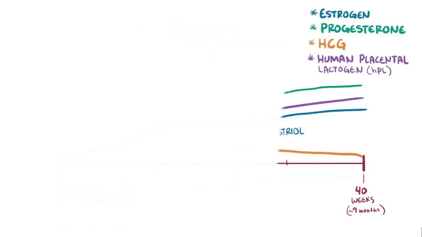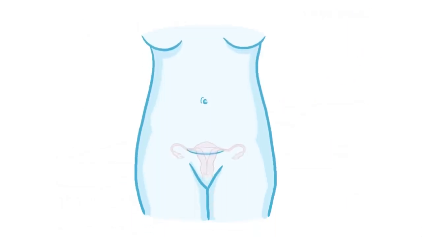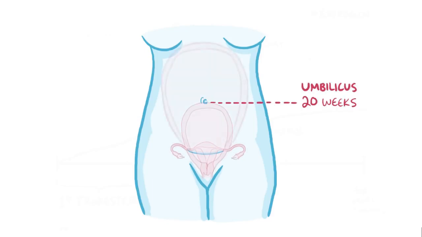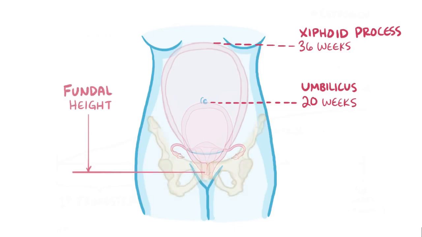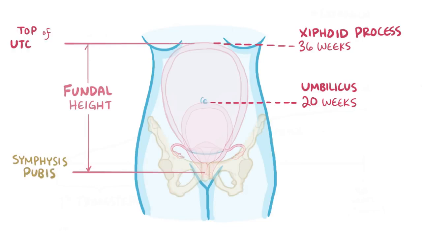Now, a lot of the changes in pregnancy are directly related to the growth of the uterus. The uterus is normally a pelvic organ, but during pregnancy it grows into the abdomen, rising to the level of the umbilicus by 20 weeks gestation and to the xiphoid process by 36 weeks. The fundal height, which is the distance from the symphysis pubis to the top of the uterus, aka the fundus, is a good estimate of gestational age.